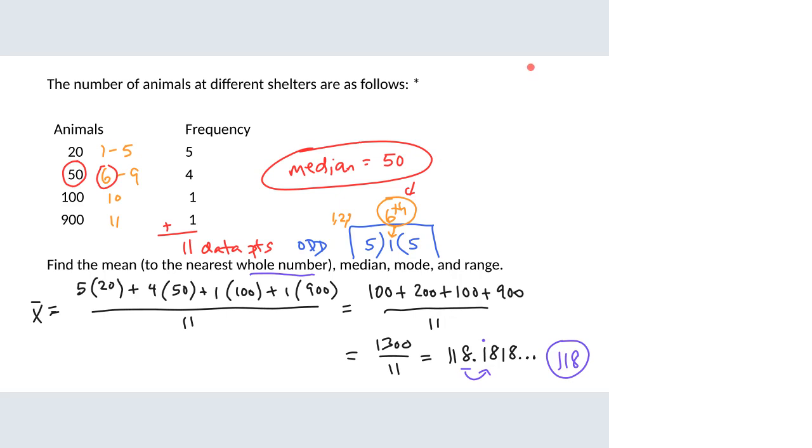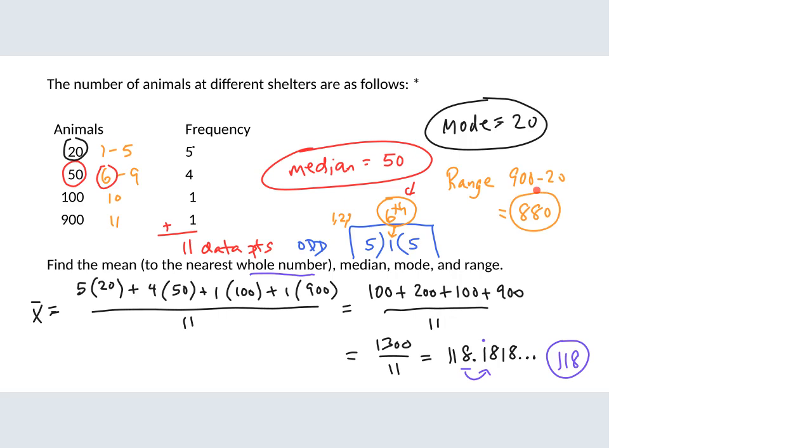What y'all get for mode? Which one occurs most often? 20, outstanding. I look over here at the frequency column and I see where's the biggest number? Biggest number's right here, so 20 is the one that occurs the most. That's the mode. And then the one last question that you know is coming. What's the range? 880. Perfect. The biggest data point I have is 900. The smallest is 20. I'll subtract those and get 880 as the range.